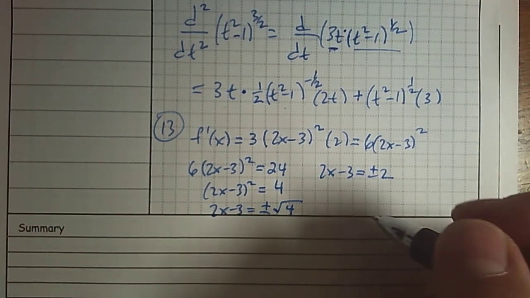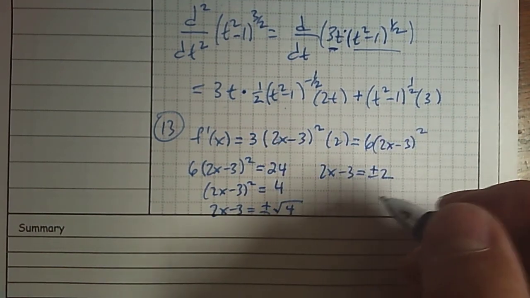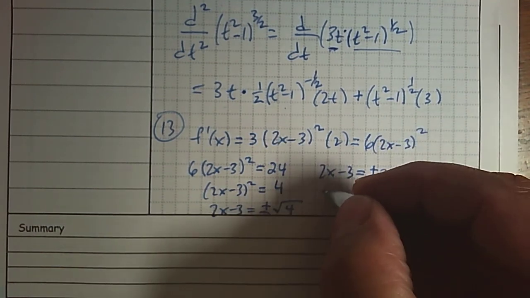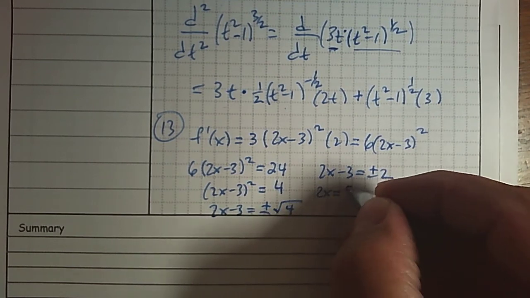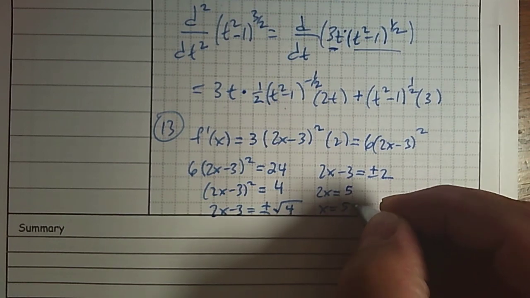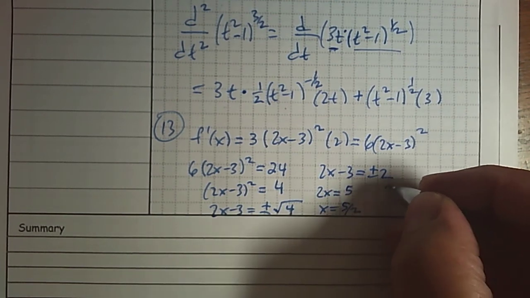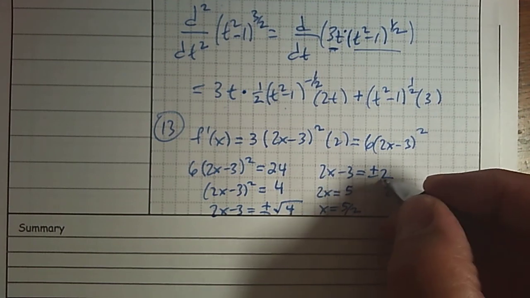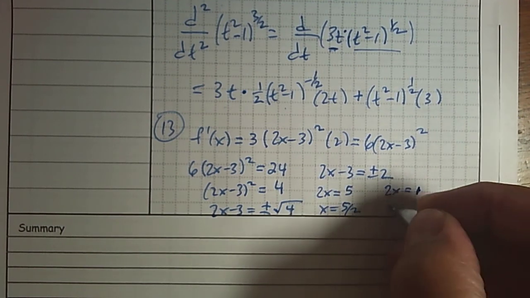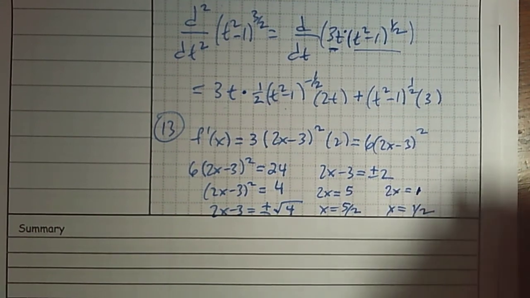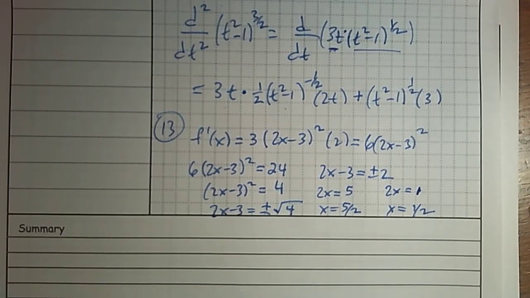So I have two situations here, one for positive 2 and one for negative 2. So for positive 2, I'm going to add 3 to positive 2 and get 5 and then divide. For the second possibility, I'm going to add 3 to negative 2. So negative 2 plus 3 is positive 1. And then divide by 2 and you get 1/2. So I get two x coordinates. One is 5 over 2 and the other one is 1 over 2.